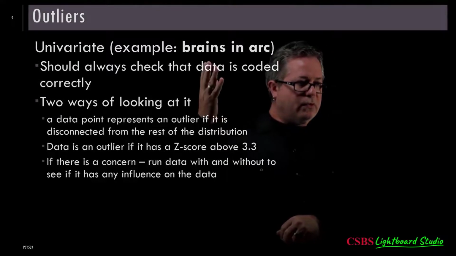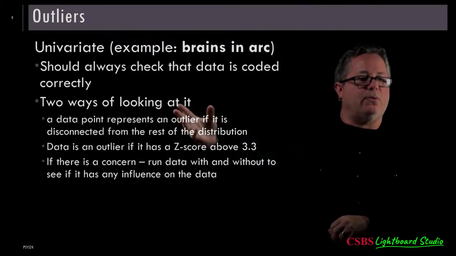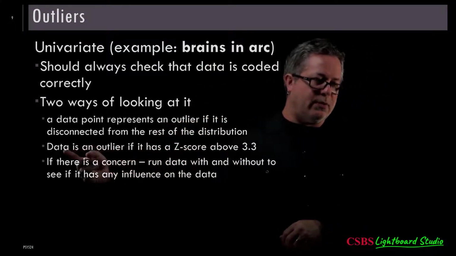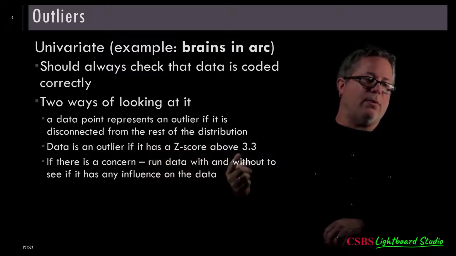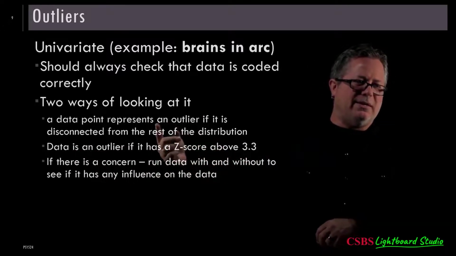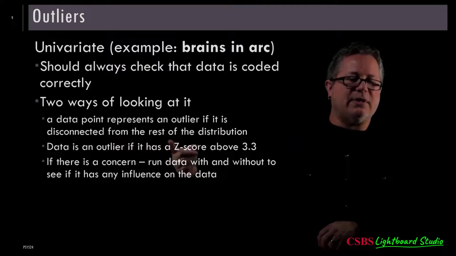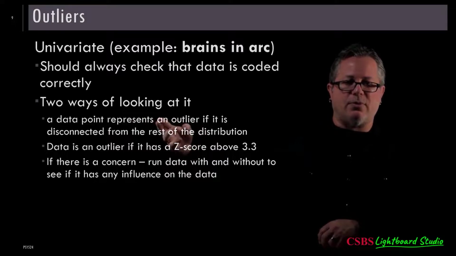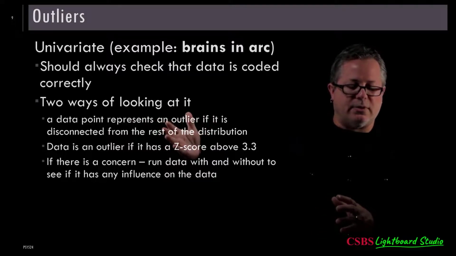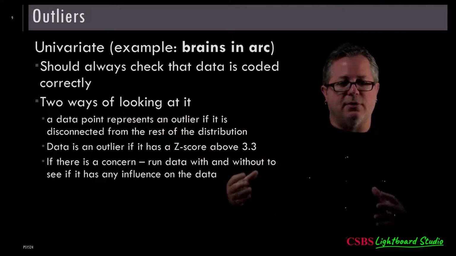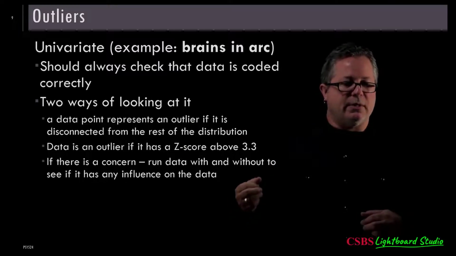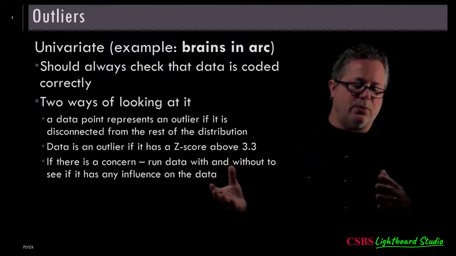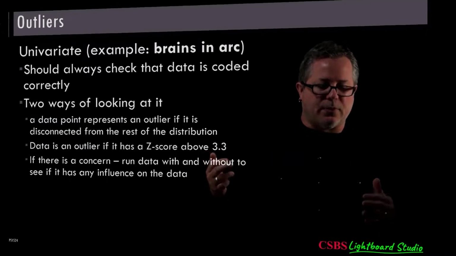So we just looked at brains and ARC, and I didn't necessarily go through and look at it as a Z-score above 3.3. I was looking at whether they seemed disconnected from the rest of the distribution. They were not lining up or following along with the rest of the distribution. They didn't really belong with the other points, and that's really what defines an outlier.